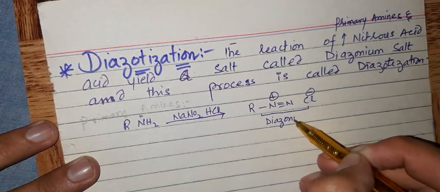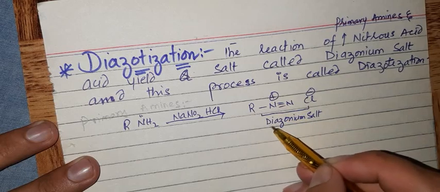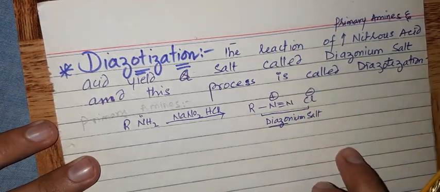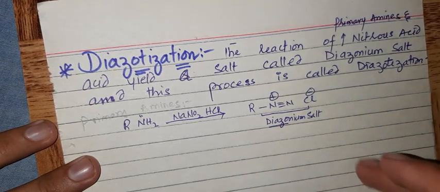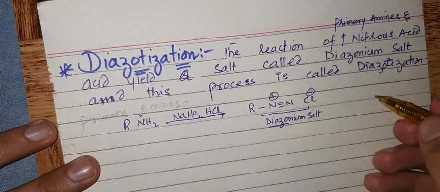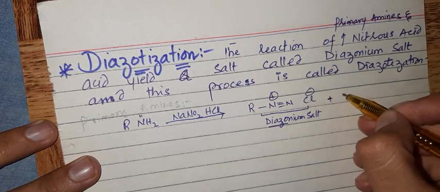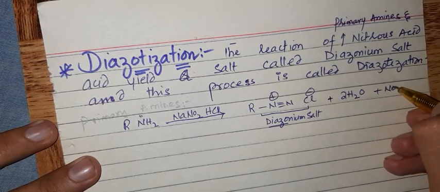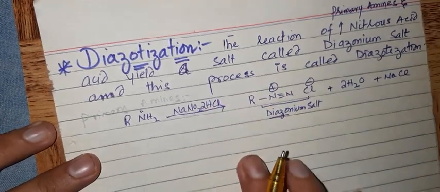Diazonium salt, because it contains two nitrogens, it is diazo, and both the nitrogens have the probability to get positively charged, which we will discuss in the following minutes. Furthermore, we get two water molecules and a salt as a byproduct. Here we use two equivalents of HCl.